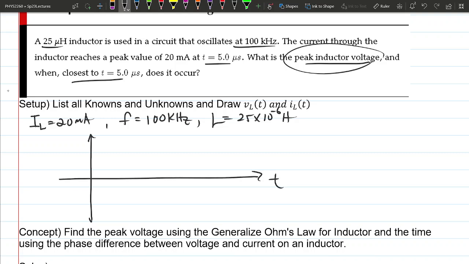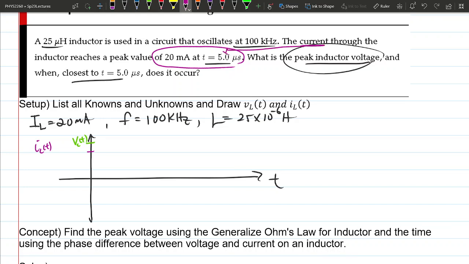So I'm going to do a little drawing as a function of time. I'm going to do the same thing as what the book did. I'm trying to remember what their color coding is. So in green, I'm going to plot voltage as a function of time, and then in purple, I'm going to plot current as a function of time. So this statement here is stating that at 5 microseconds, the current is at its peak value. So this is where this happens.